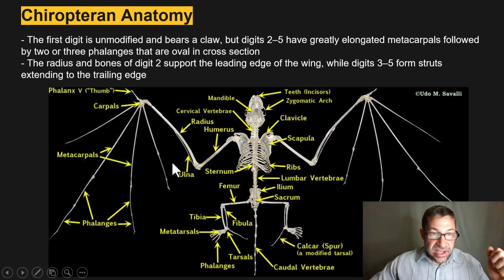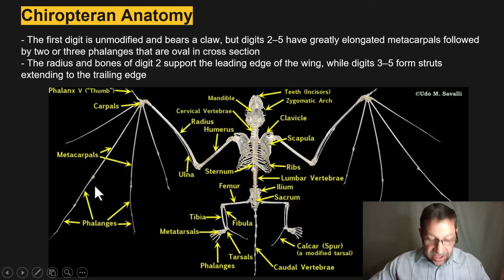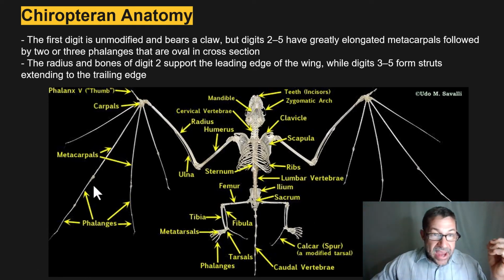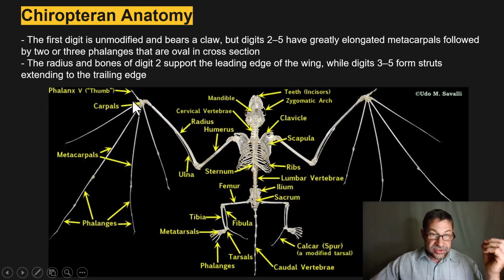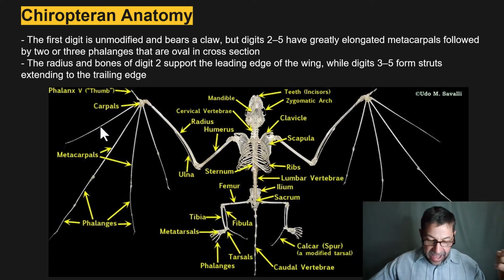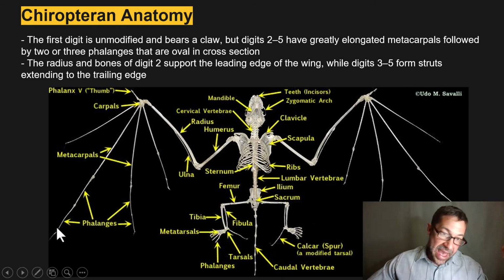The first digit here is relatively unmodified and it bears a claw, but digits 2, 3, 4, and 5 have greatly elongated metacarpals, as shown here, as well as 2 or 3 phalanges that are oval in cross-section. The radius and the bones of digit 2, right here, those are going to support the leading edge of the bat's wing, while digits 3, 4, and 5 form struts for the trailing edge of the wing.